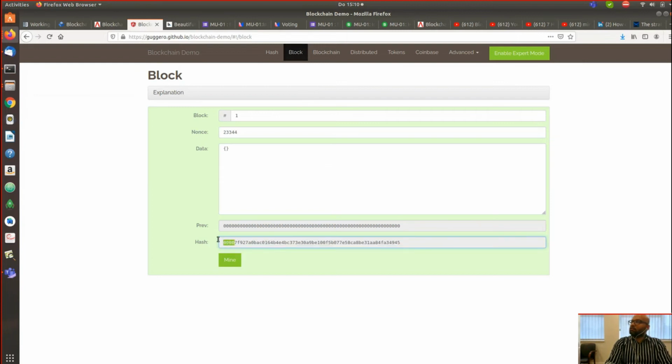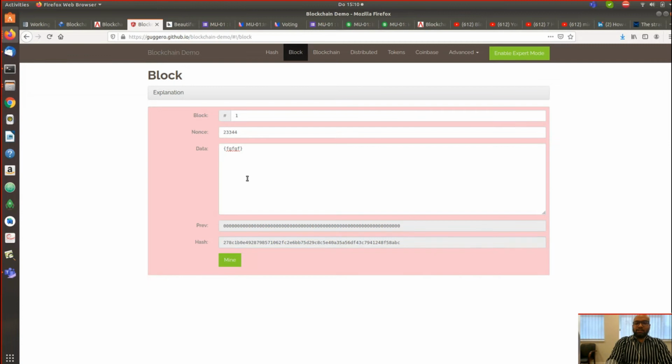You see, this has 4 leading zeros. That is something that you have to always create. So there is no data in it. But if I change the data, you see it becomes red. Why? Because it is not falling in the target that was defined, which I explained earlier, that you have to achieve 4 leading zeros. That is the correct hash. Otherwise, we know that this is not correct. So you see this, it has become red. So I'll mine it again.